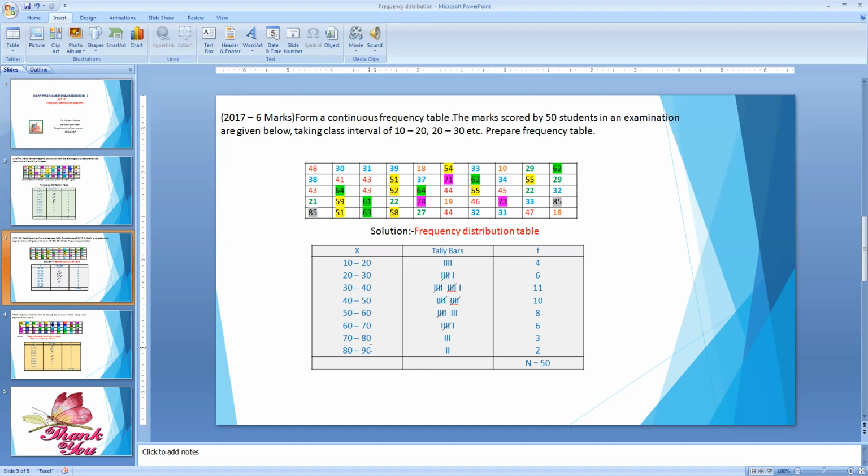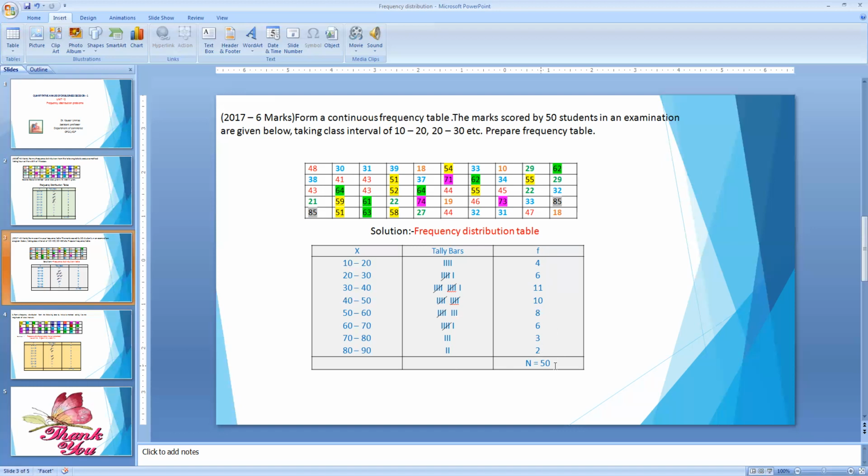70 to 80. How many numbers are falling from 70 to 80? Up to 79 we have to count. Let us see the numbers highlighted in the pink shade. It is 71, 74, and 73. Three numbers are there, so 3 vertical bars have to be marked in the tally bars and the number 3 in the frequency column. Then 80 to 90, let us check how many numbers are there. The gray color shows two numbers, 85 and 85. So these are the two numbers.